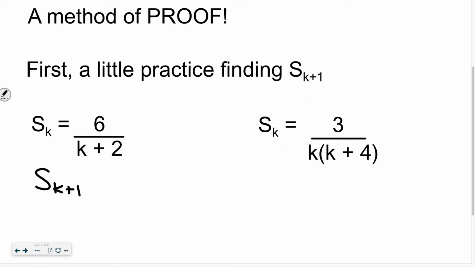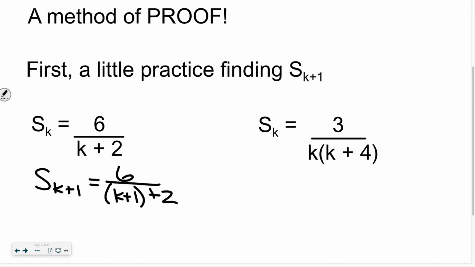So notice that all I'm changing in my notation is my subscript. Instead of having k, I have k plus 1. So that means in my formula, wherever I see k, I sub in k plus 1. So I would say S sub k plus 1 is 6 over, and then I would do k plus 1 where k is, but of course I still have to add 2 to it.